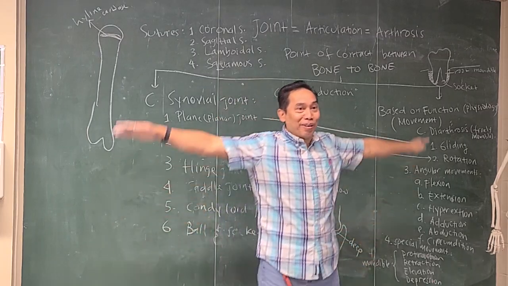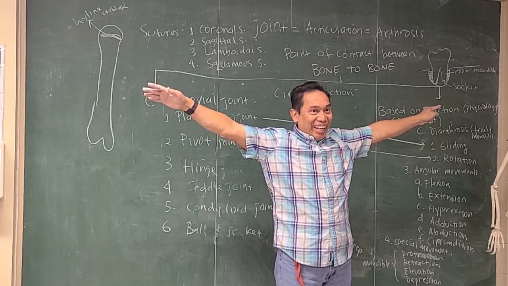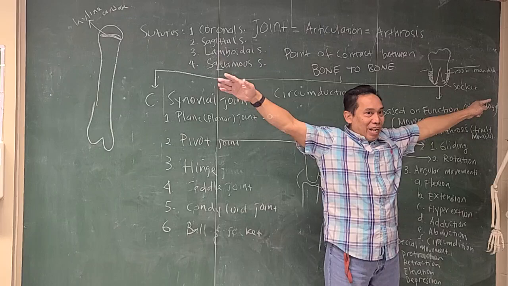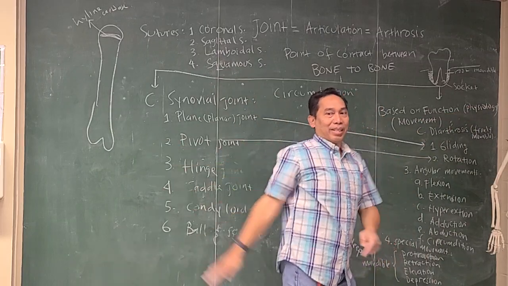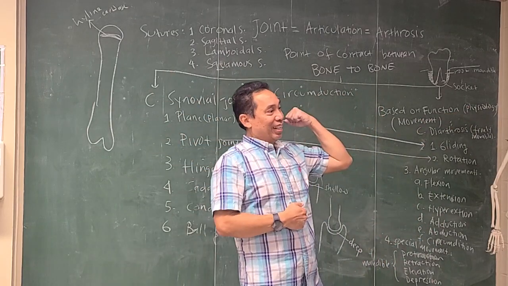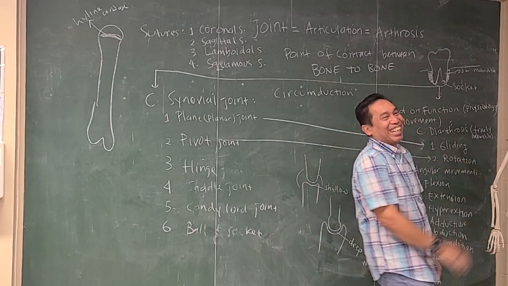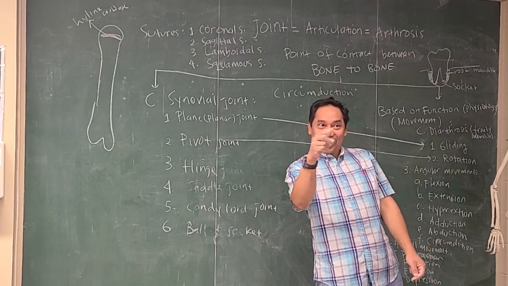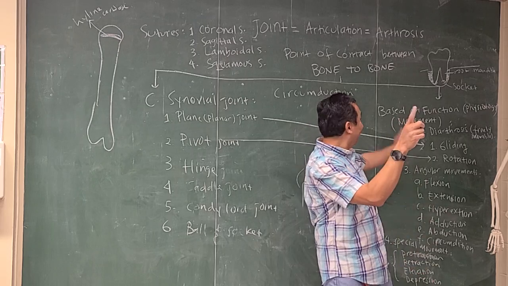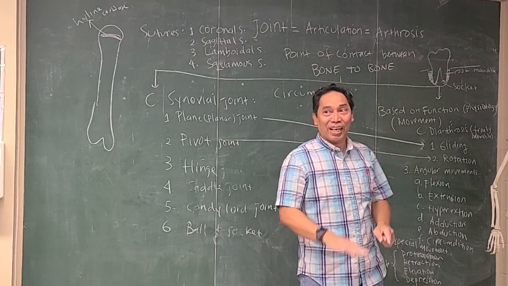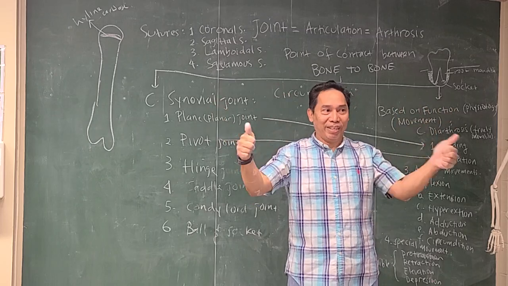Now, make sure you study this and also try to do it with your classmates. What am I doing over here? From here to here, abduction. How about here? Adduction. How about this? Circumduction. How about this? Flexion. How about this? Extension. How about this? Oh, that's still circumduction, I think. Circumduction, right? Are you with me? You get this one? Good.